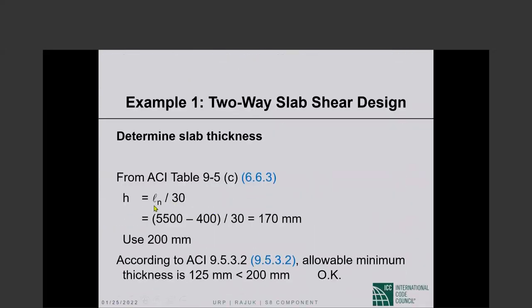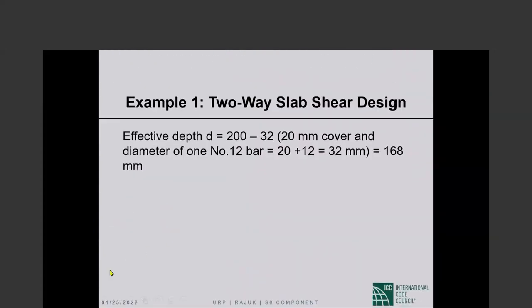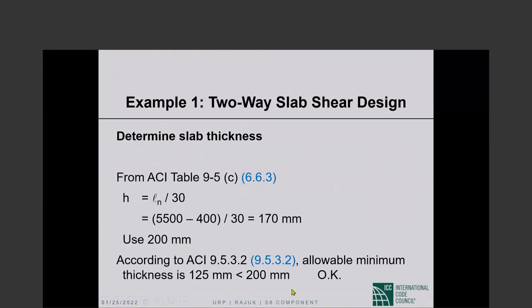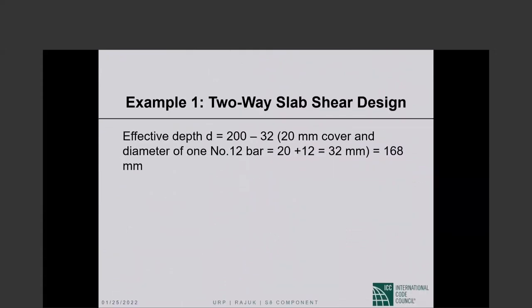The minimum thickness from Table 9.5c comes to clear span divided by 30, clear span in the long direction, which is 5500 minus 400, and that gives us 170 millimeters. We used 200 millimeter slab thickness. The absolute minimum thickness required by 318 is 125 millimeters. That obviously we did not violate.